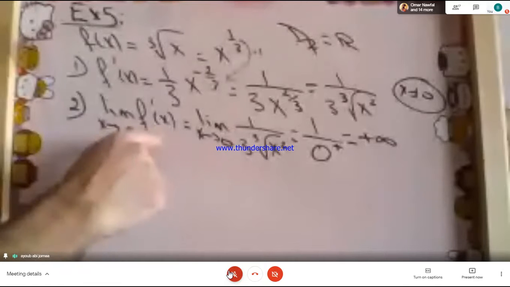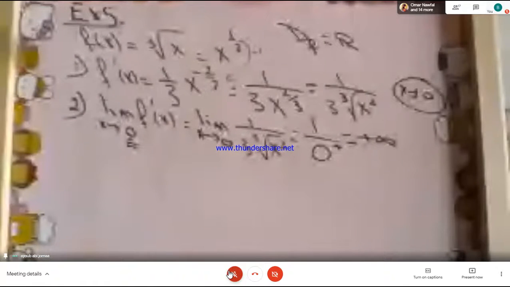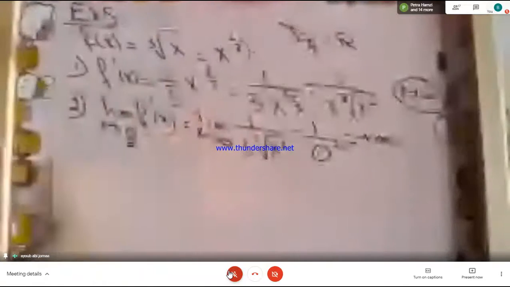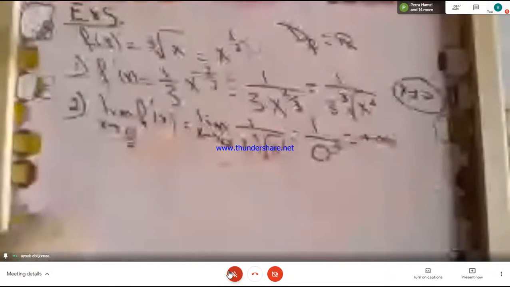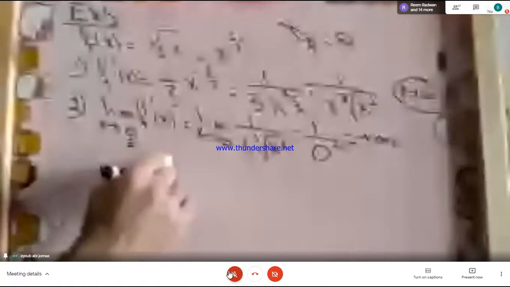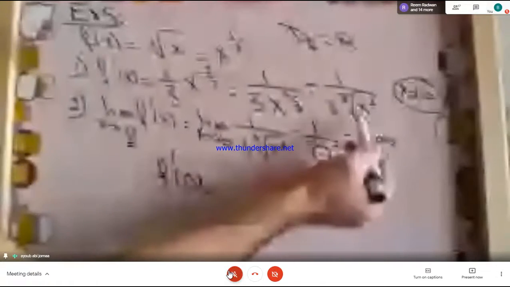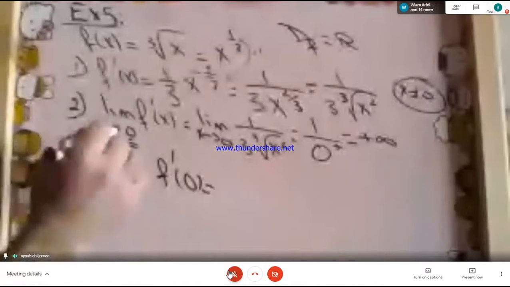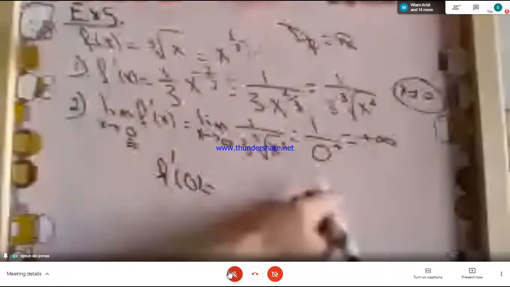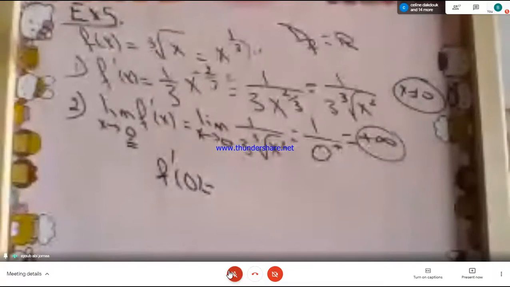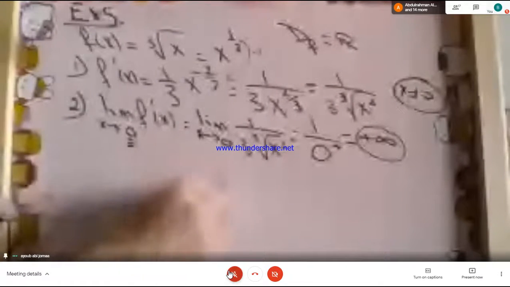The derivative is the slope of the tangent line. And you got here a slope of infinity. Of course, I can't write f prime of 0 because you have 1 over 0, you can't write f prime of 0. That is why he wrote the limit as x approaches 0. The limit of the derivative is infinity, meaning the slope of this tangent line is infinity.